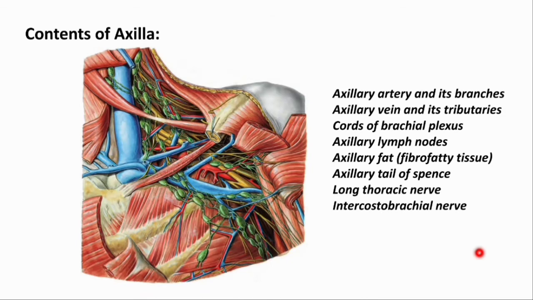The contents of axilla include artery, vein, nerves, and other structures. Not only about the contents of axilla, wherever you get the contents, whether of a space or of any triangle, it includes arteries, veins, nerves, lymphatics, and other structures. The artery of axilla is the axillary artery. The vein is the axillary vein and its tributaries.